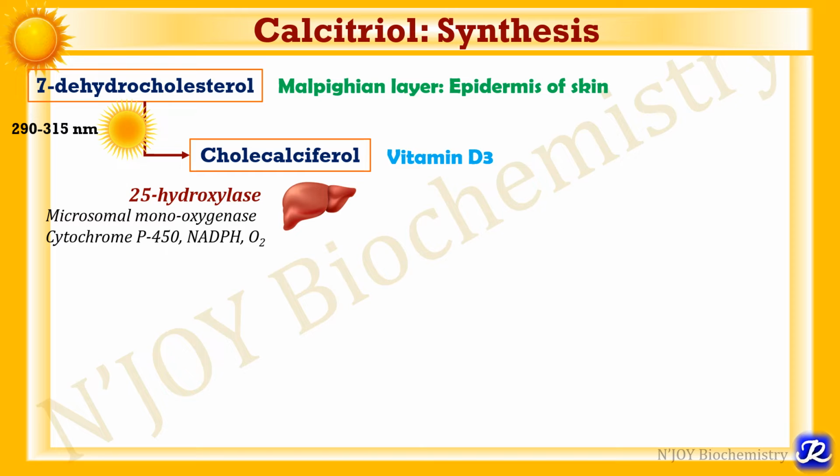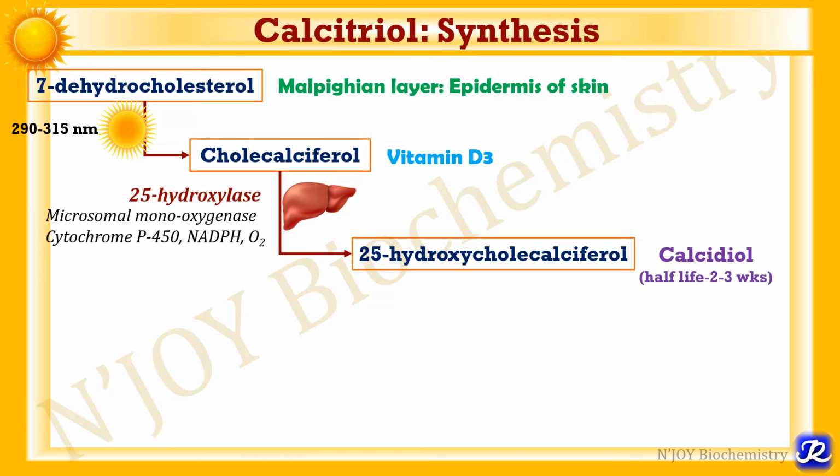This 25-hydroxylase enzyme is a microsomal monooxygenase enzyme, which requires cytochrome P450, NADPH and molecular oxygen. By 25-hydroxylation, there is formation of 25-hydroxycholecalciferol, which is also called calcidiol. The half-life of calcidiol is 2 to 3 weeks. And this calcidiol is a major storage as well as transport form of vitamin D3.